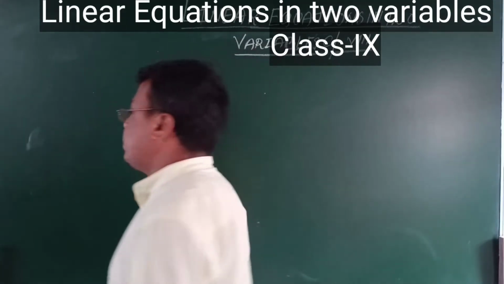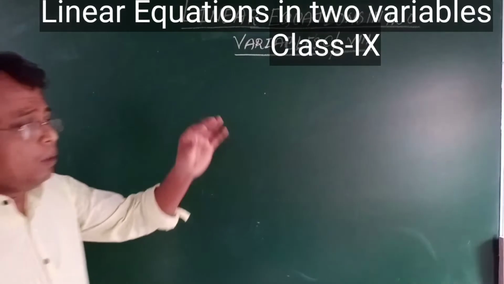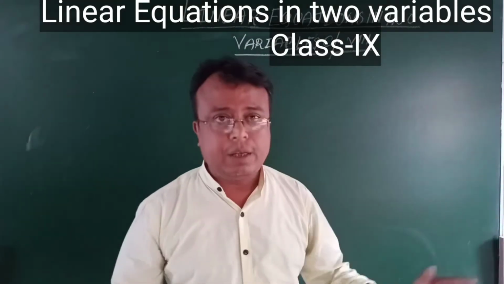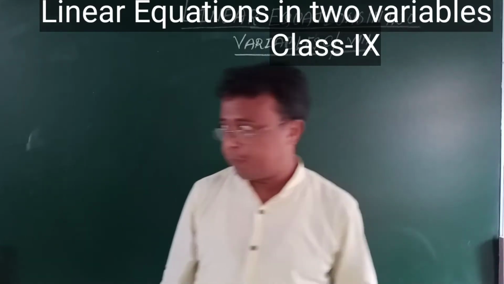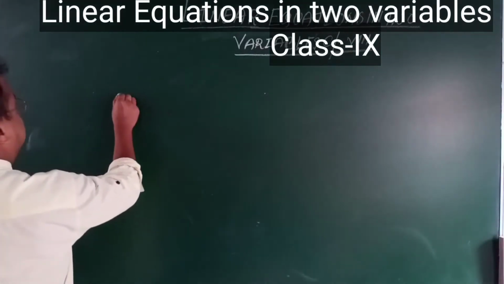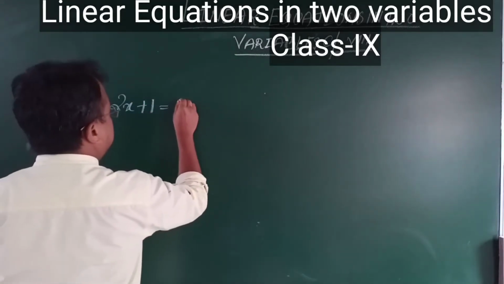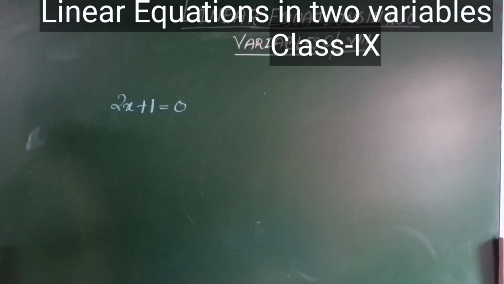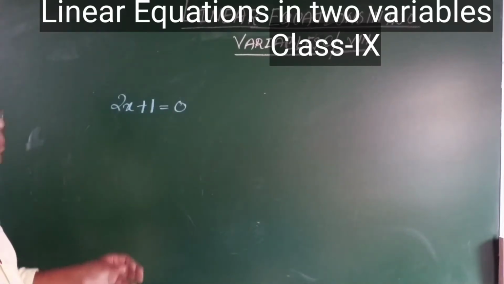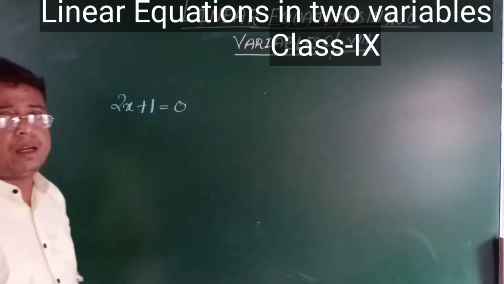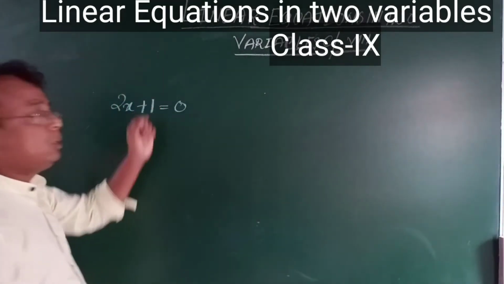Now you see, till today you have learned about linear equations in one variable only. Suppose here I am writing one example, 2x + 1 = 0. It is a linear equation. Why is it a linear equation? Because the degree of this equation is 1. That's why it is called linear.